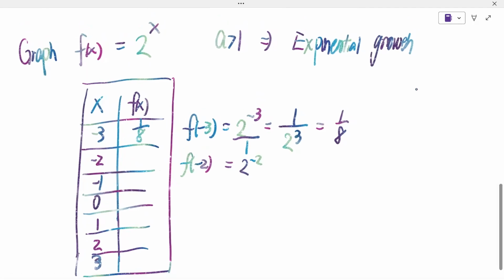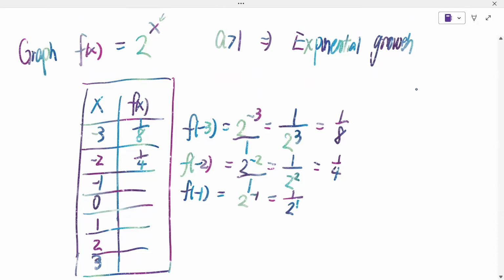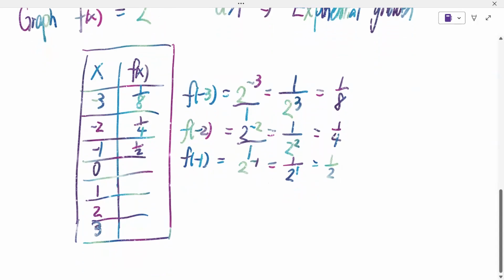F of -2 is going to be 2 to the -2. So replace x here with the given numbers. We make the fraction 1 over 2 squared, so that's a quarter. Then f of -1 is 2 to the -1, right? So that's 1 over 2 to the first, which is a half. Then f of 0 is going to be 1, because 2 to the 0 is 1. That's where the y-intercept is.